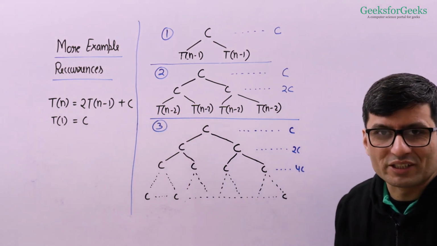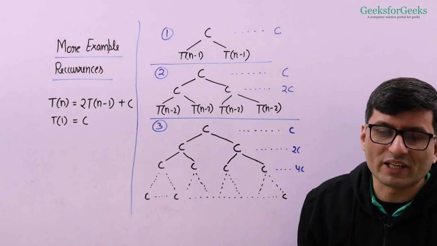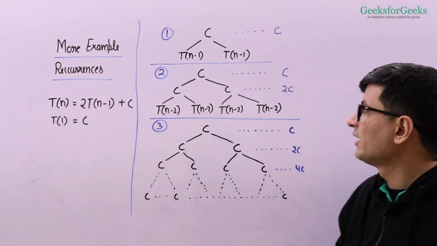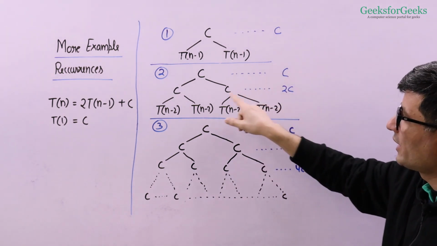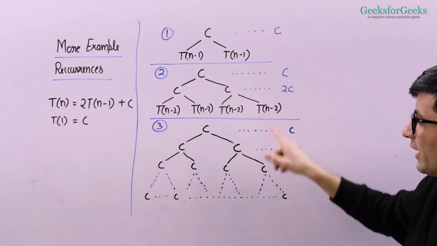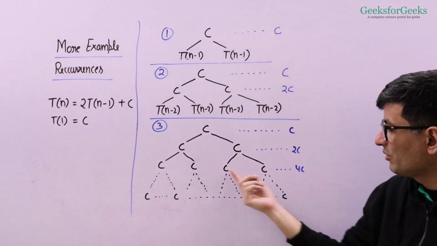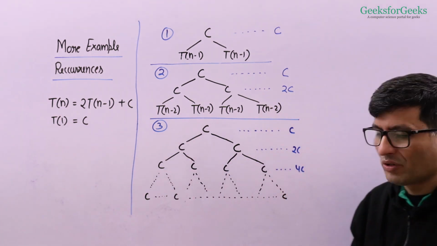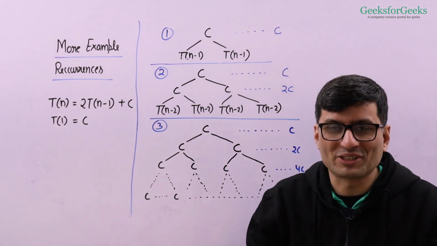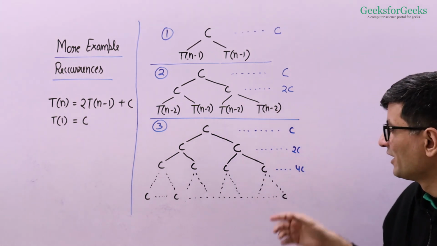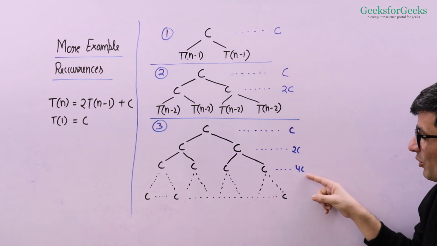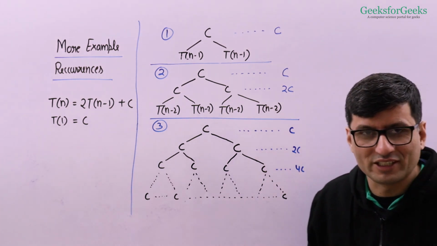And while we are doing this, we keep checking the values of work done at every level. At this level, we are doing C work. At this level, we are doing 2C work. At the next level, we are going to do 4C work, right? So we don't need to break it further because you must have guessed the pattern now. It's C work, then 2C, then 4C, and at the next level you are going to have 8C.